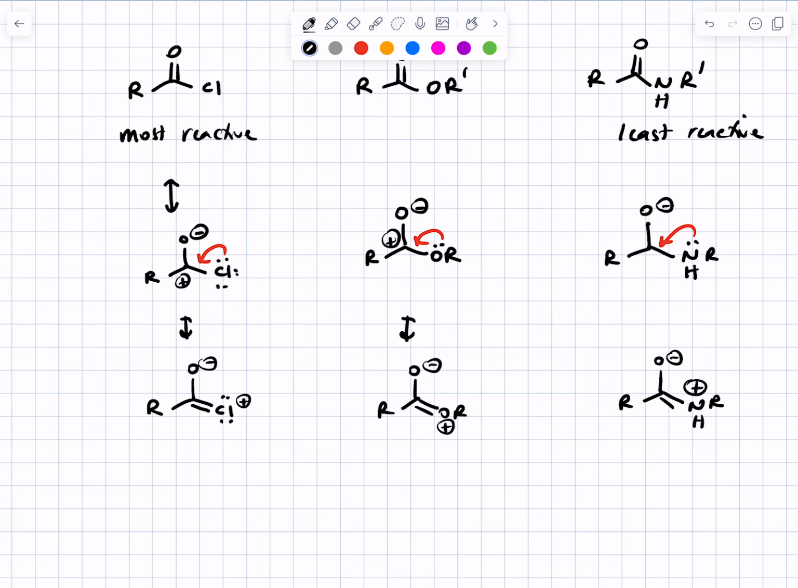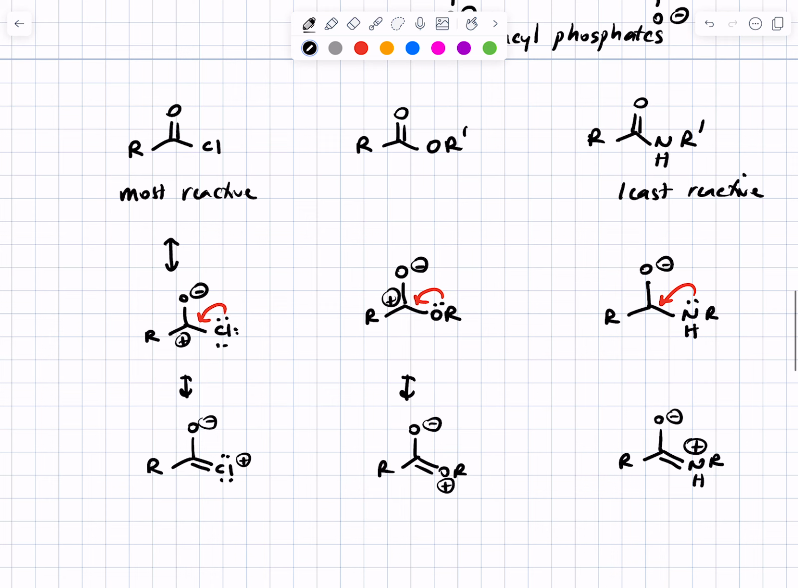Okay. Questions about how I got those resonance structures? I don't really like how I drew them, but we're going to see that the fact that the amide is less reactive than the acid chloride reflects the fact that this resonance structure here is a better resonance structure than this one.